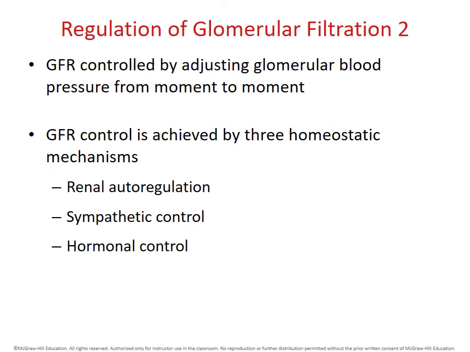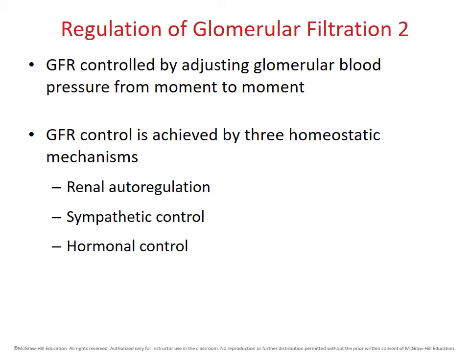So how do we regulate glomerular filtration rates? It's a couple of different ways. A moment-to-moment regulation of glomerular filtration rates is essentially performed by adjusting or regulating glomerular blood pressure. Remember from our previous discussion, if glomerular blood pressure increases, we should see an increase in net filtration pressure and therefore an increase in glomerular filtration rate. Conversely, if we decrease glomerular blood pressure, we'll see a decrease in net filtration pressure and therefore a decrease in glomerular filtration rates.